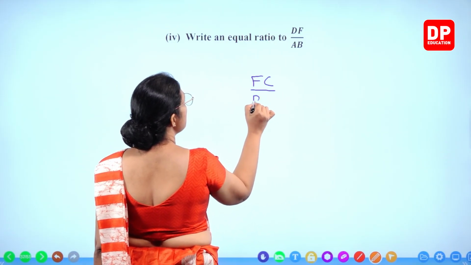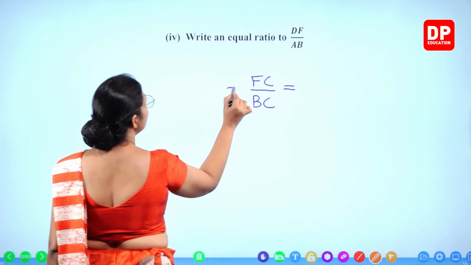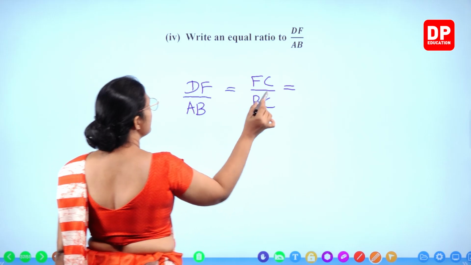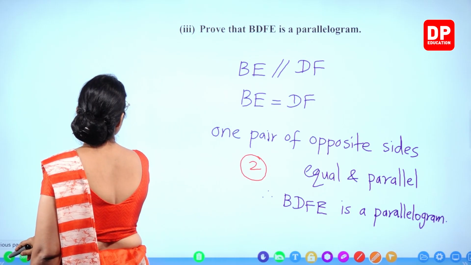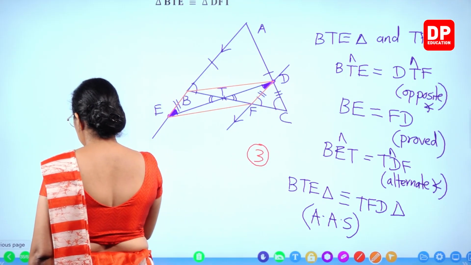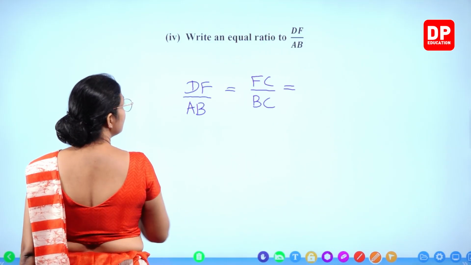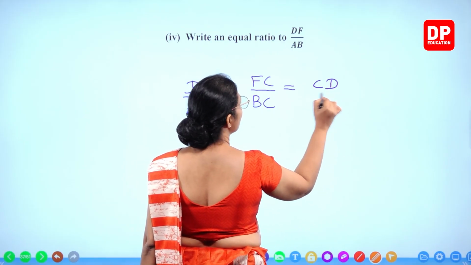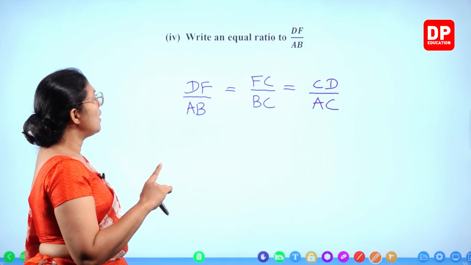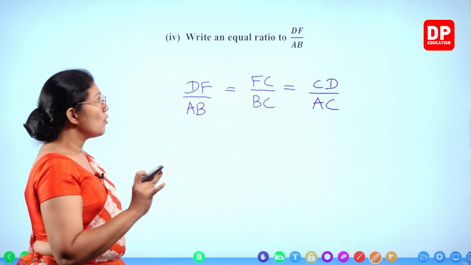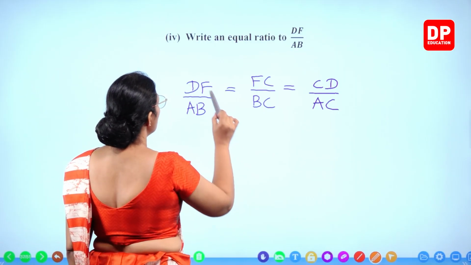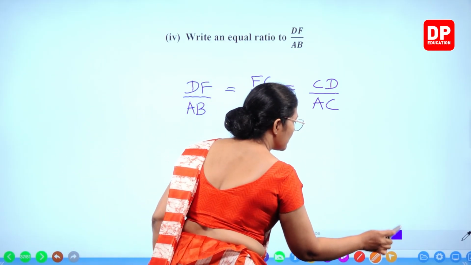FC to BC, or what's the other length? Other length is CD to AC. So the 3 ratios are equal because those two are equiangular triangles and they are similar. So you can write one of these.